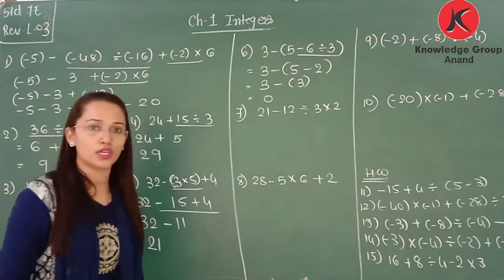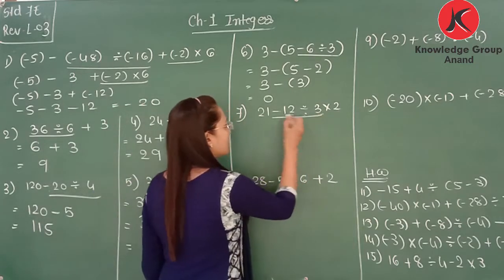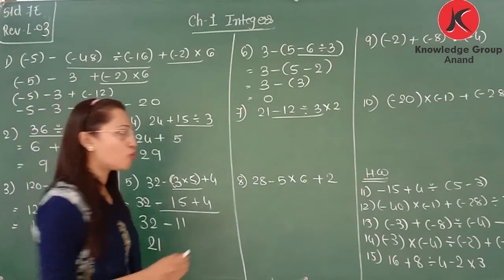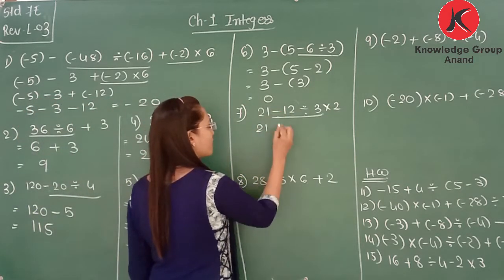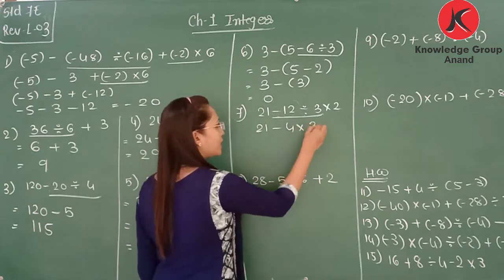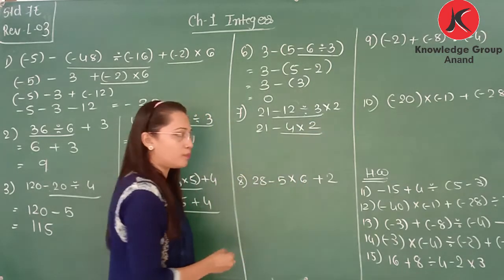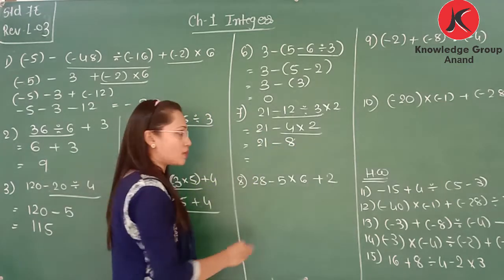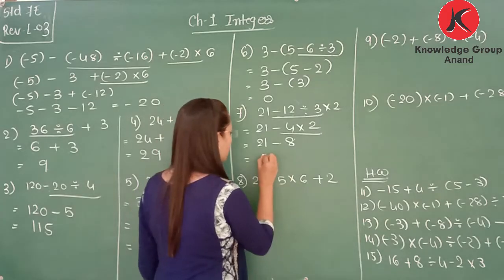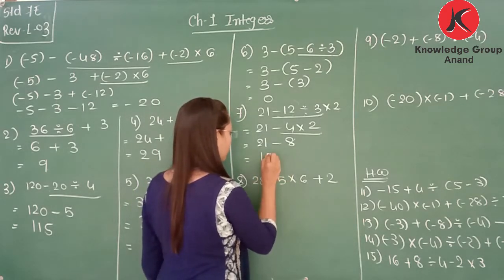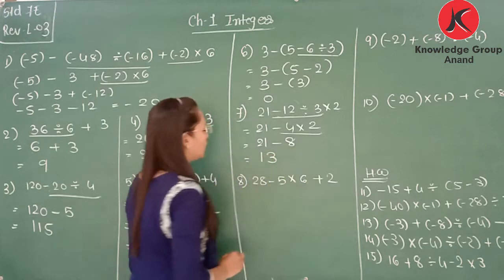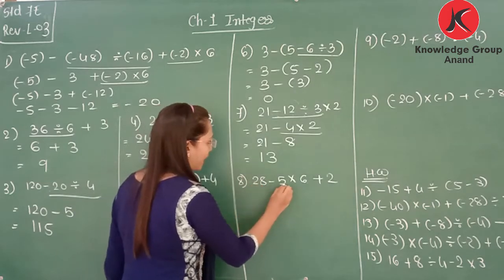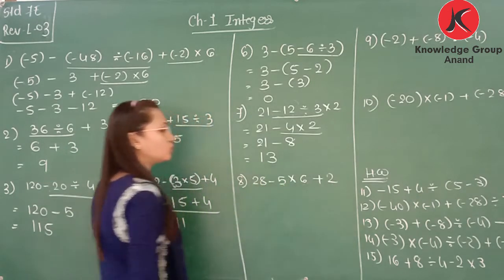Now again 21 minus 12 divide 3 multiply 2. So again perform the division first. Now -12 divide 3 is 4, but it is minus because 12 is minus. So -4 multiply 2. Now perform the multiplication. So 21 minus 8. Now perform the subtraction of 21 minus 8.